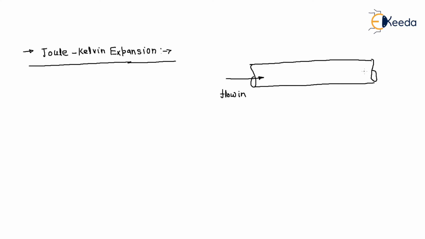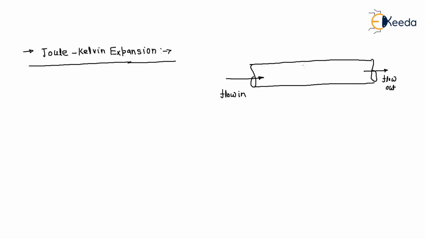There is a pipe, a uniform cross-section pipe. Take a uniform cross-section pipe in which there is a flow in and the flow is out. So there is a uniform cross section.